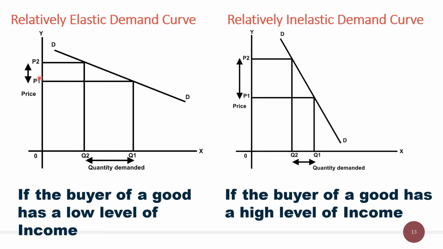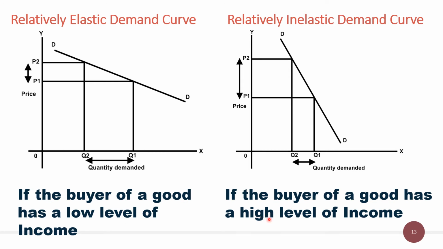For example, if the price rises from OP1 to OP2 slightly, the quantity demanded will fall from OQ1 to OQ2 by a large extent. This is because for a person belonging to lower levels of income, his purchasing power reduces even if the price rises slightly.